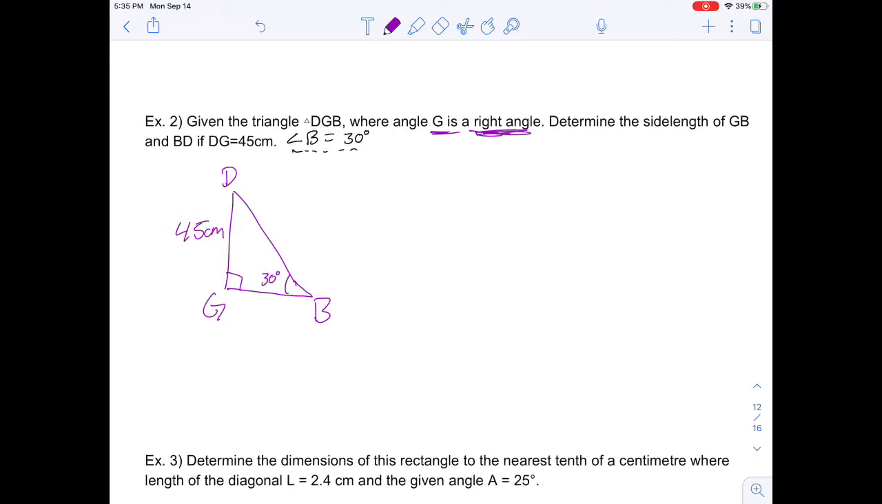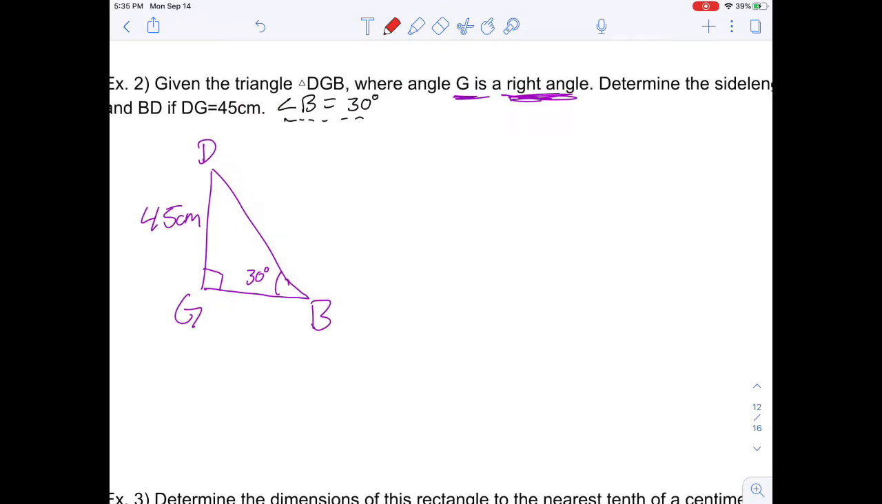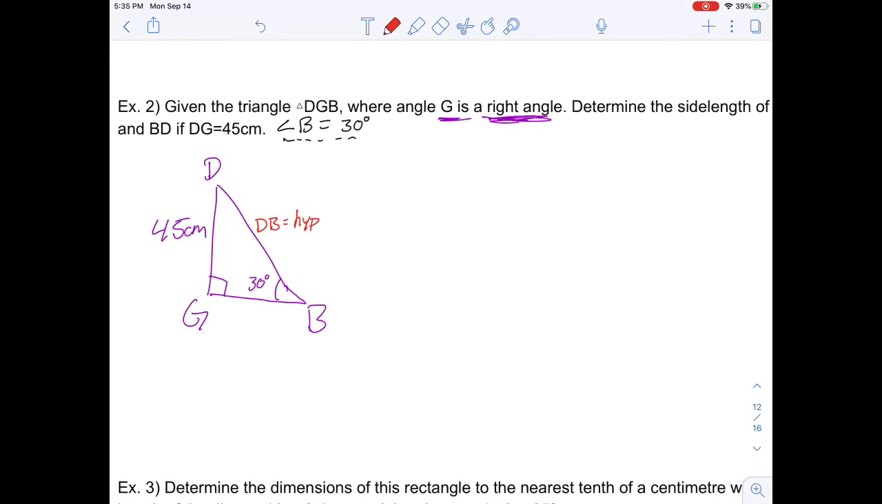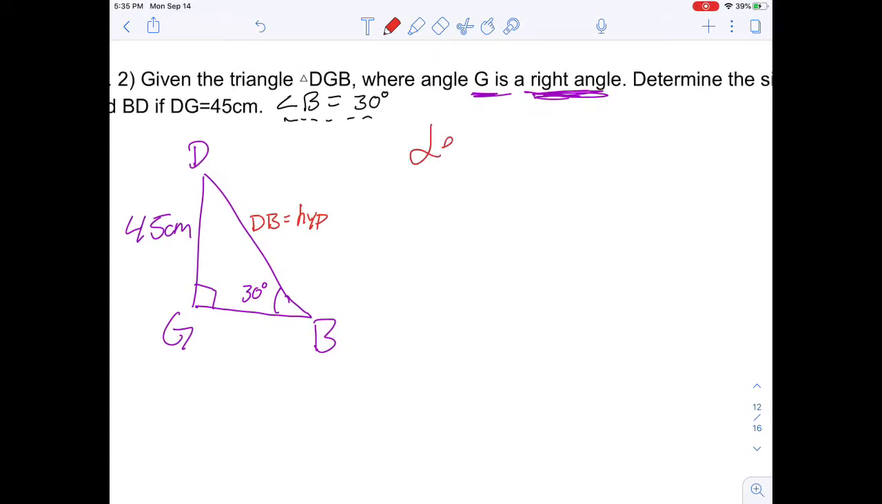So it wants us to not only find D to B, but it wants us to find G to B. So before you start doing anything, what do I always suggest doing? First, locate your hypotenuse. Your hypotenuse is opposite of that 90-degree angle. So that makes D to B your hypotenuse. Since it's your hypotenuse, we can start solving for certain things. Let's solve for the hypotenuse first, which in this case is D to B.